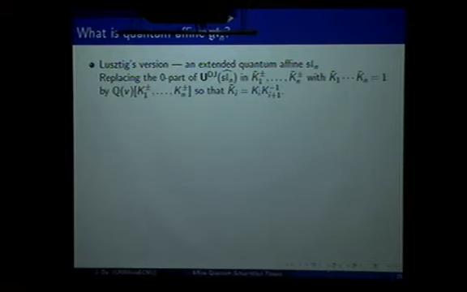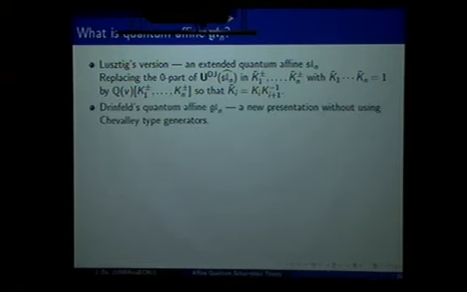But that's quite different from Drinfeld's quantum affine gl_n. Now this is the so-called new presentation or new realization, but in that presentation, without using Chevalley type generators, it's quite complicated, involving infinitely many generators and quite complicated relations, etc. There's another version called the R-matrix version by these two guys.